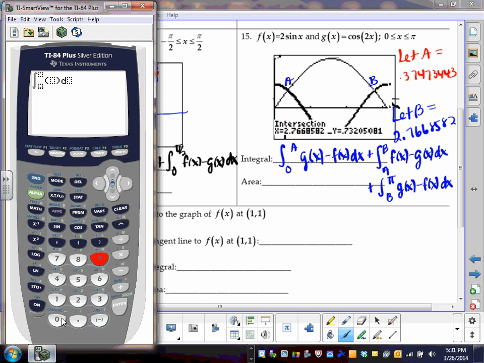So we're going to do the integral from 0 to a of y2 minus y1 plus the integral from a to b of y1 minus y2 plus the integral from b to pi of y2 minus y1 again. So 4.807.